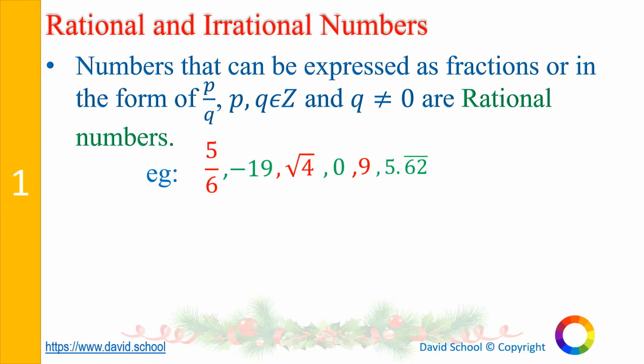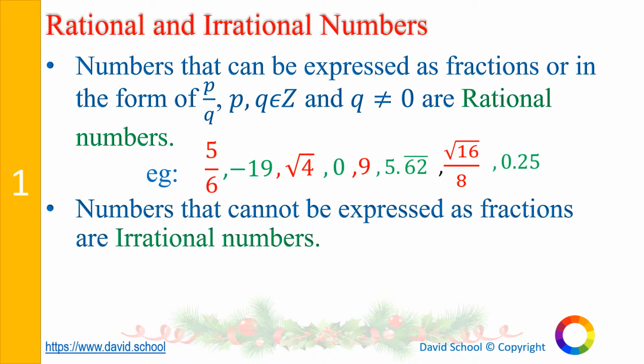5.62 bar is a repeating decimal. This can be expressed as a fraction, therefore 5.62 bar is also a rational number. Square root 16 over 8: square root 16, which is 4, over 8 is a fraction, therefore this is also a rational number. 0.25 is a quarter, it is a rational number.